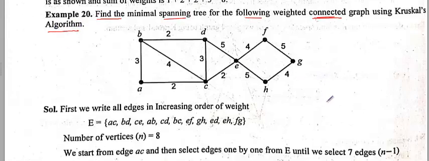What you will do? We will write all the edges in increasing order. Minimum edges first. You have 2 here, 2 here, and 2 here. Okay. So you will start with AC first, then BD, then CE. It is very much clear. In increasing order you will write it.